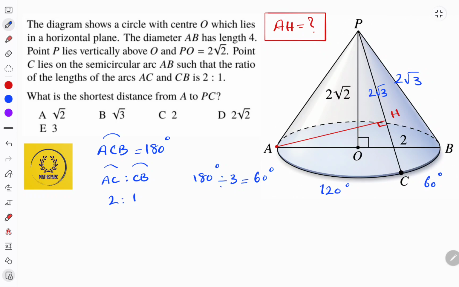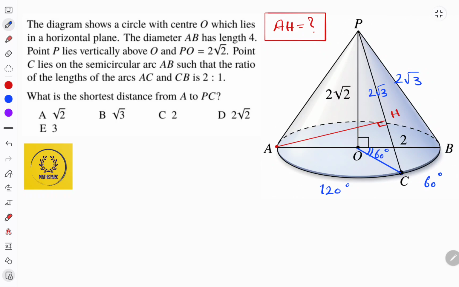Okay, and now I'm going to connect O to C. And you can see that we have this angle BOC. Angle BOC is a central angle and it opens to arc BC. And we know that the size of any central angle equals its subtended arc, which is 60 degrees here. And OC is the radius of this circular base, which is already 2.